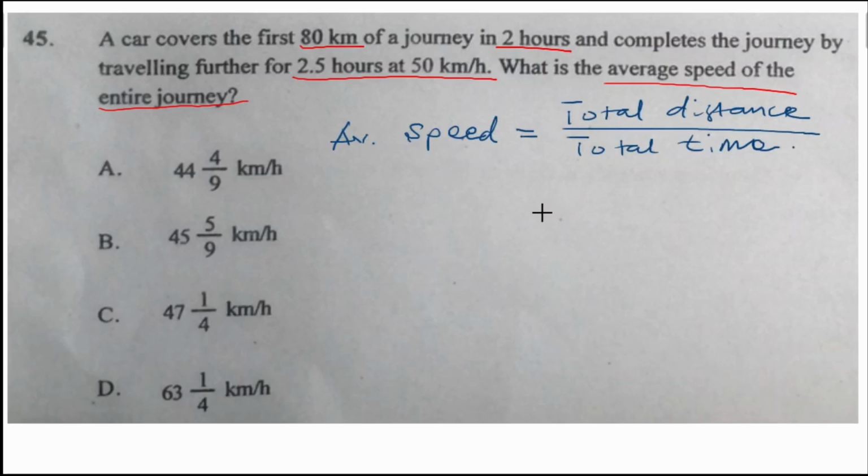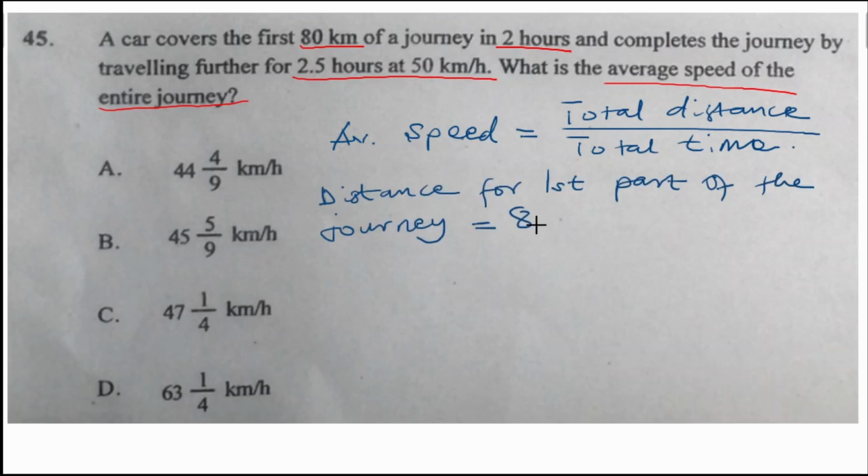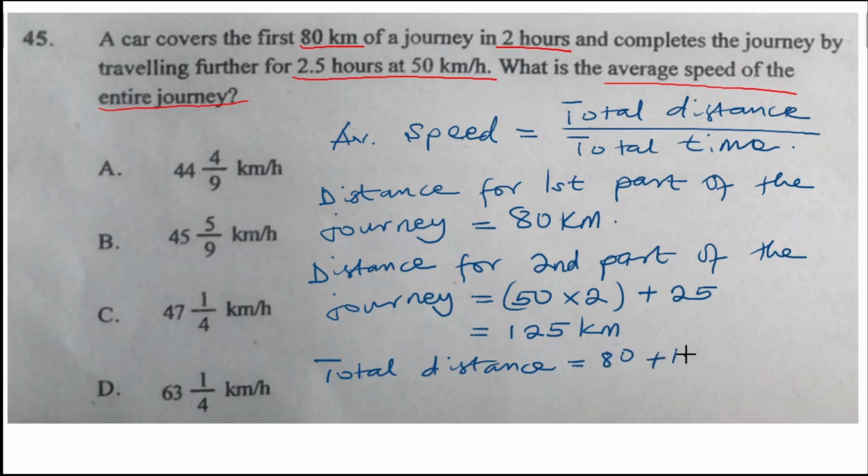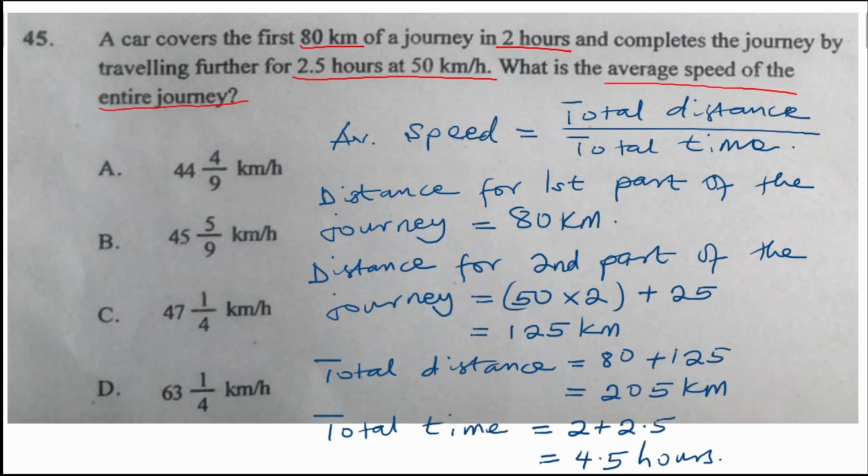And now let's break down the question. So the distance for the first part of the journey is 80 kilometers, just like I said earlier. So let me write that. I decided to put every information together and just go through. So the distance for the first part of the journey equals 80 kilometers, like I said earlier. And the distance for the second part of the journey is 50 times 2 because, let me explain this second part of the journey well.